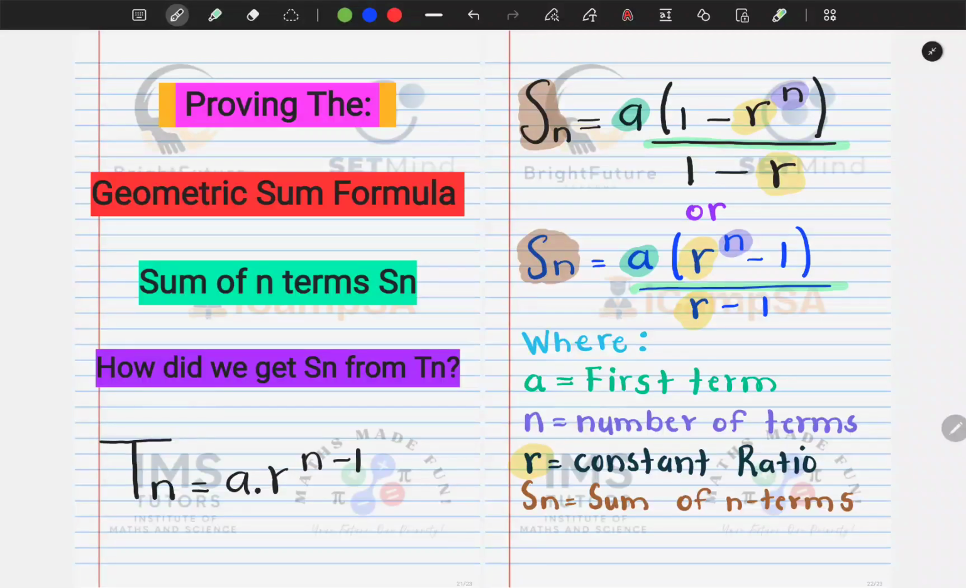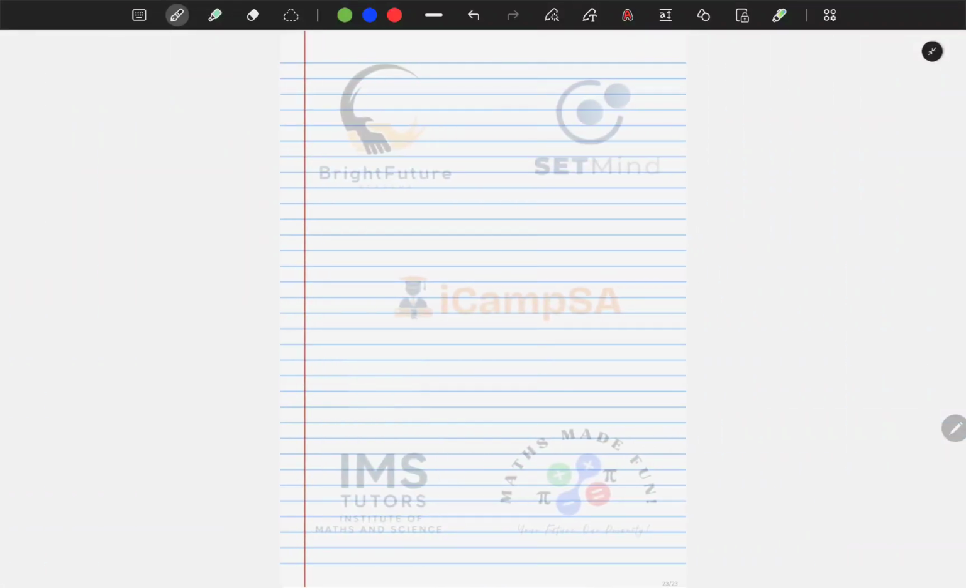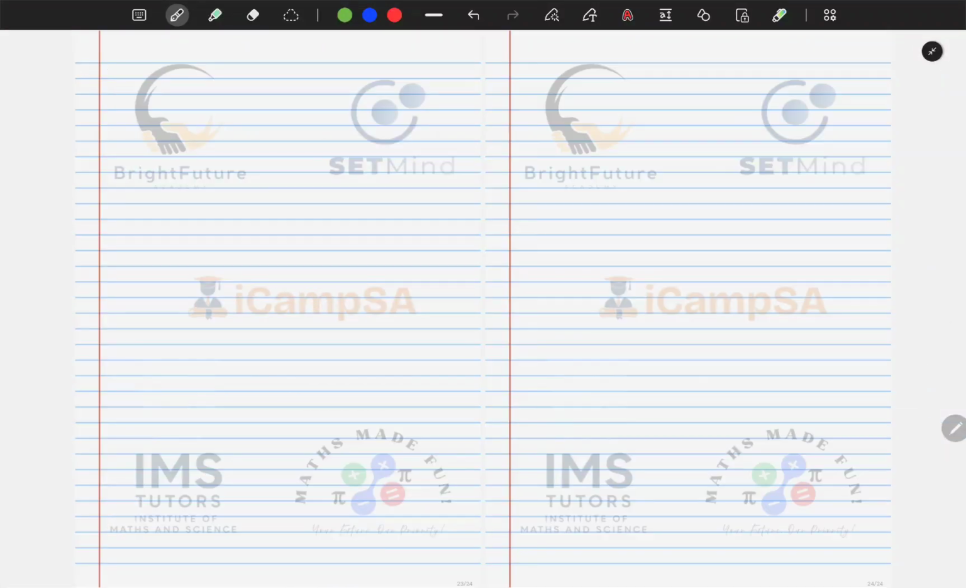So as you can see on my page, we have Sn equals a into 1 minus r to the power of n divided by 1 minus r. Alternatively, we can also use Sn to be a into r to the power of n minus 1 divided by r minus 1, where a speaks to the first term, n is the number of terms, r is the constant ratio, and Sn is the sum of n terms. So let's explore geometric series.